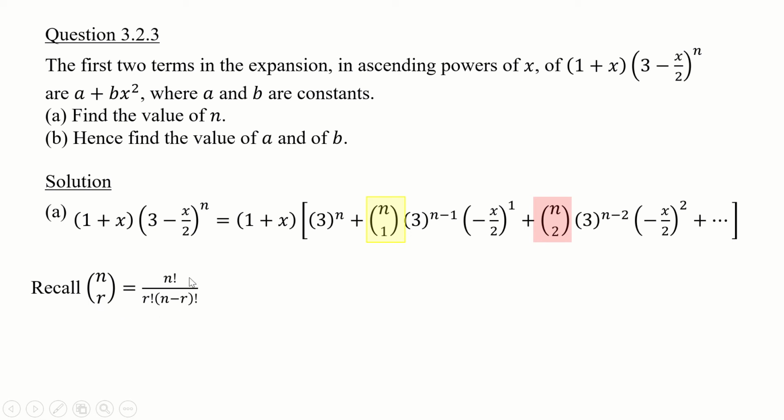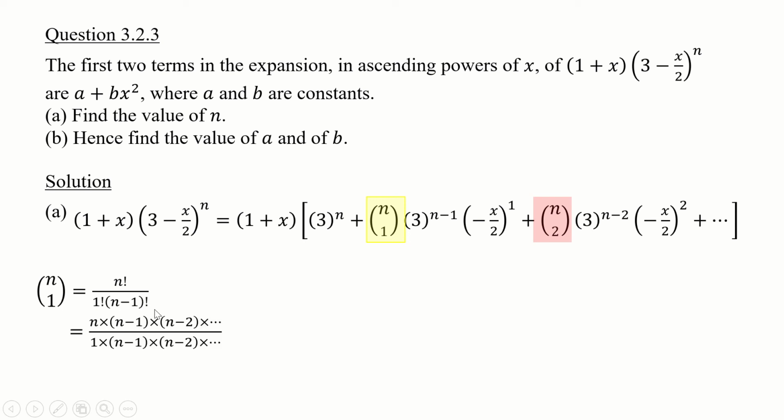n choose r is actually n factorial over r factorial multiplied by n minus r factorial. So in this case, n choose 1 will be n factorial over 1 factorial multiplied by n minus 1 factorial. And what is n factorial? We know n factorial is n times n minus 1 times n minus 2 and so on, all the way until 1. 1 factorial will be just 1. n minus 1 factorial will be n minus 1 times n minus 2 and so on, all the way until 1. So we realize that they actually have common factors on top and below. So we can cancel these common factors, and we are left with only n. So let's rewrite n choose 1 as n.